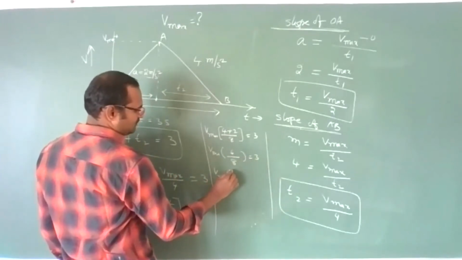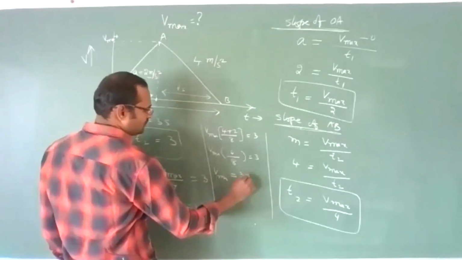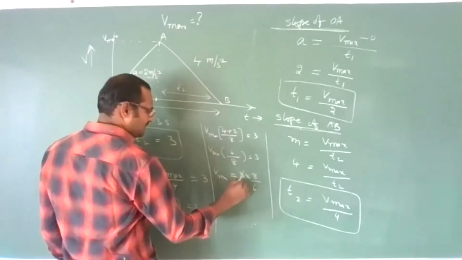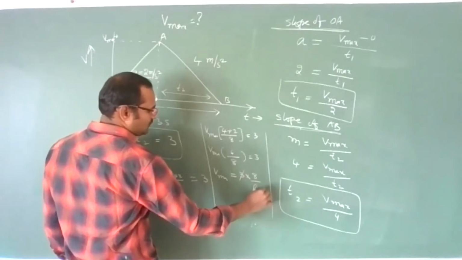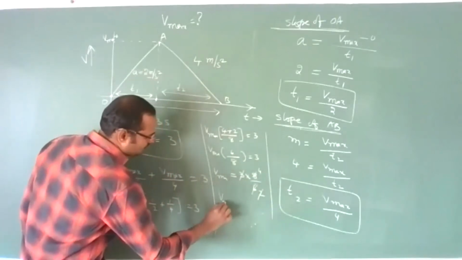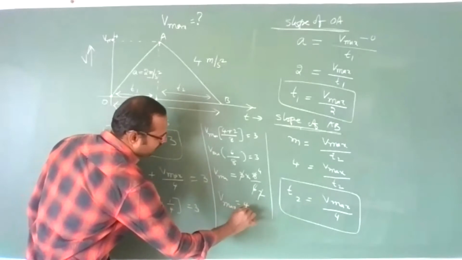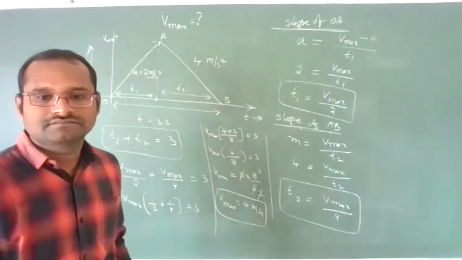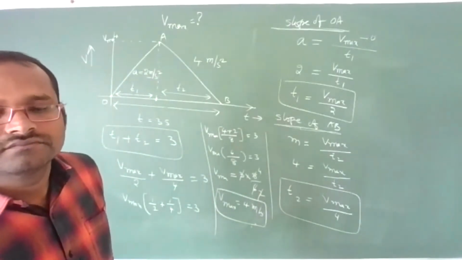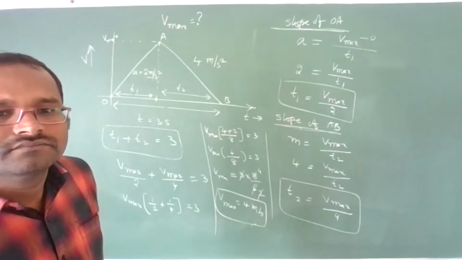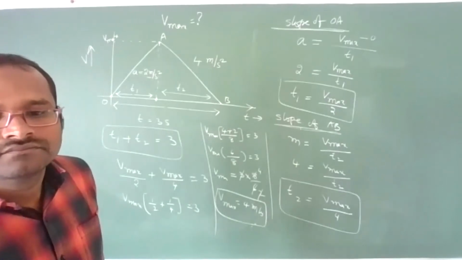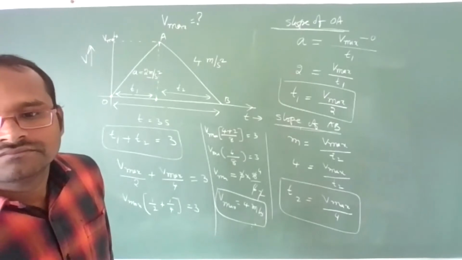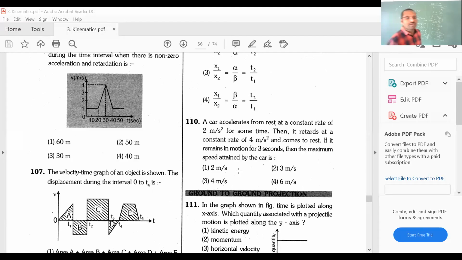So V maximum is equal to 3 into 8 by 6. 3 1s are 3, 2s are 2, 1s are 2, 4s are. So maximum velocity is 4 meter per second. This is the answer. Okay, 4 meter per second. Answer is 4 meter per second.